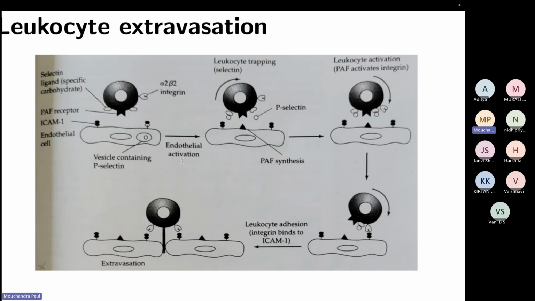The activation of the endothelial cell also causes the synthesis of the PAF molecule, the platelet activating factor molecule. Once this molecule is synthesized, it gets expressed on the surface of the cell. This PAF molecule is going to attract the PAF receptor present on the leukocyte. In this way, the leukocyte is trapped at that site through the PAF receptor and the carbohydrate ligand present on the leukocyte. After it is trapped, it is activated. Leukocyte is activated. How?